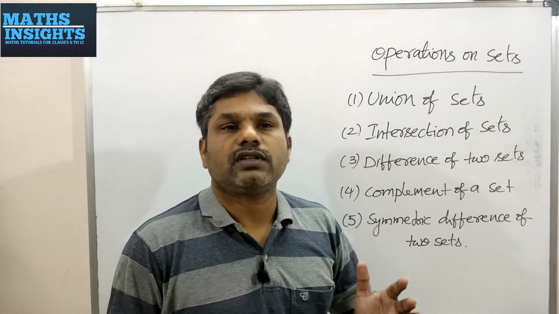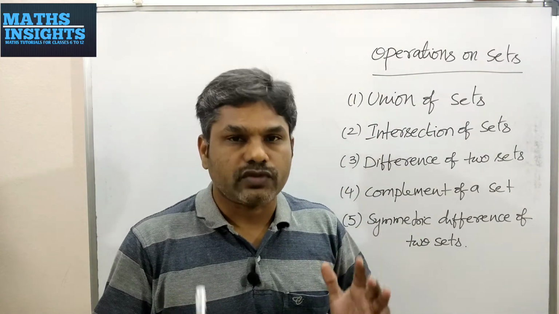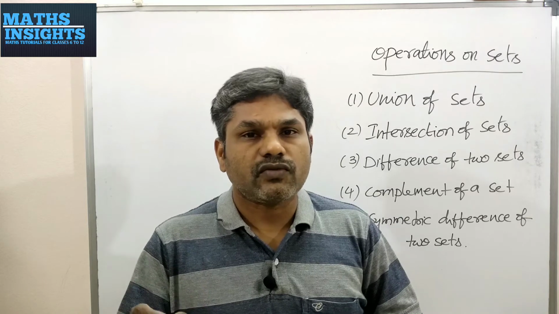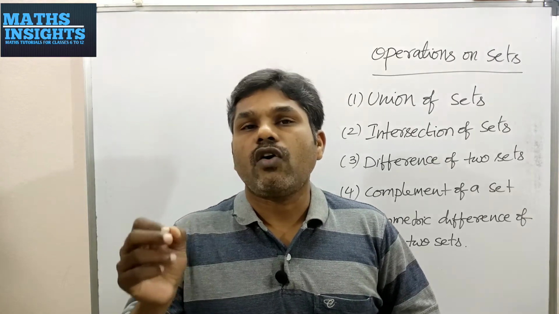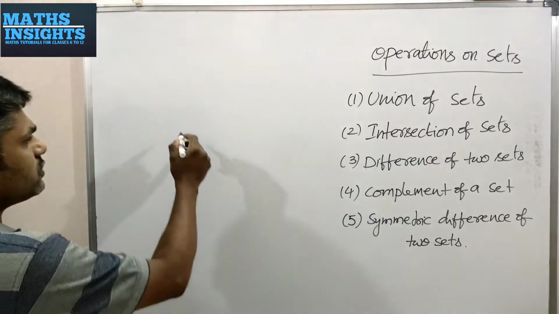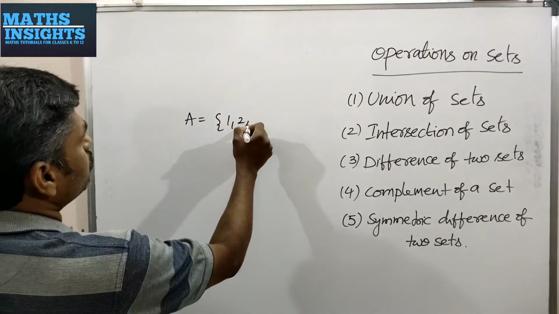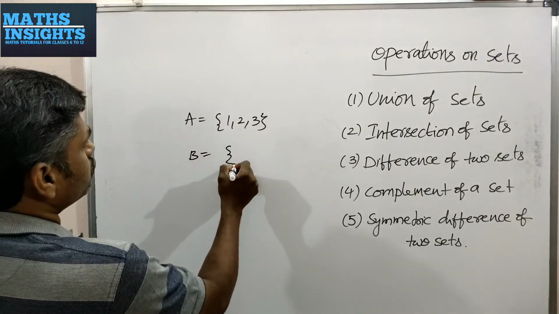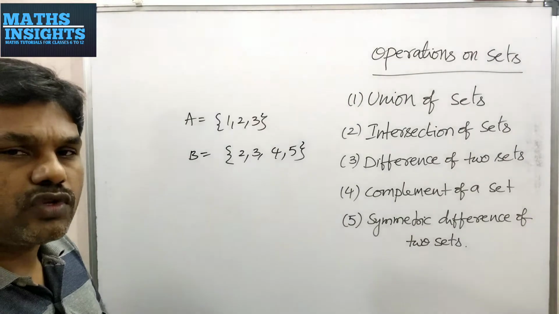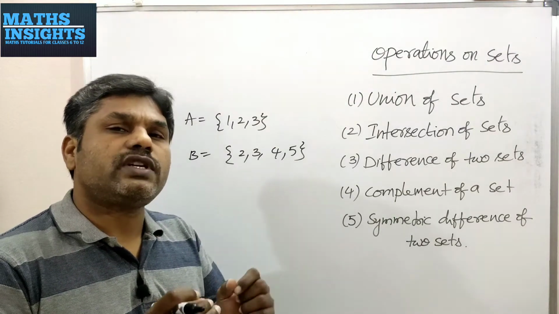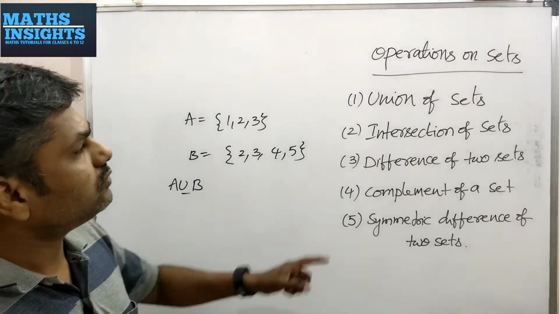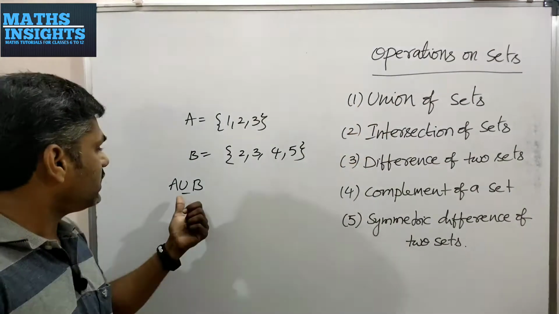If you see the first operation on sets, union of two sets. The union of two sets is the set which contains the elements of either A or B or A and B. I will explain it by taking a simple example. Suppose A is equal to {1, 2, 3} and B is equal to {2, 3, 4, 5}. Now I want to do the union of these two sets. Union of two sets is represented as A union B. This U is from the word union. So you are writing A union B.